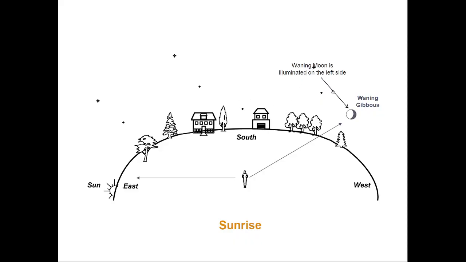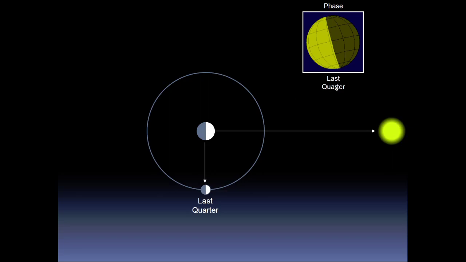You can see the waning moon is illuminated on the left side. So as the sun rises in the east, this is about to set in the west. You can imagine this thing rotating. In this particular situation, it's going clockwise, but we're looking south. So if we were looking north, it would be opposite. Just keep that in mind.